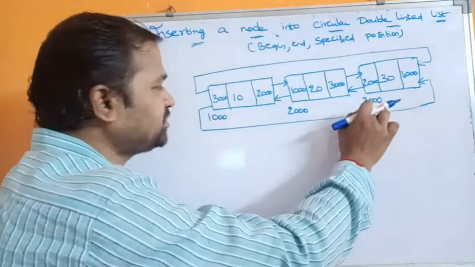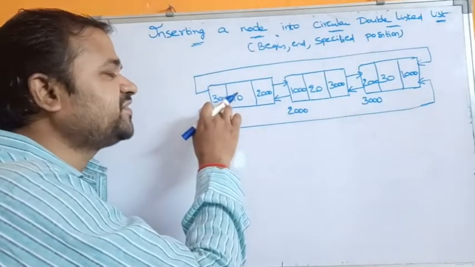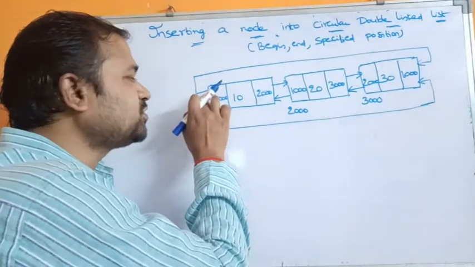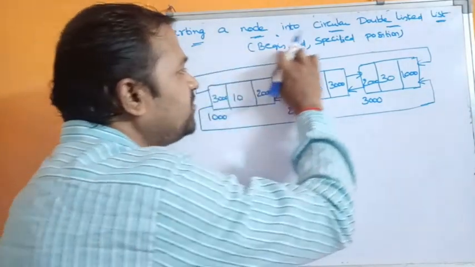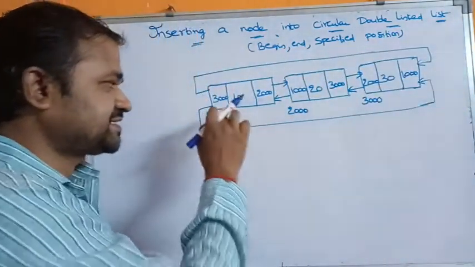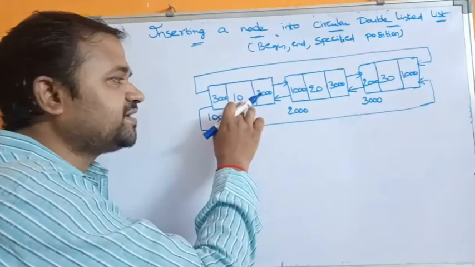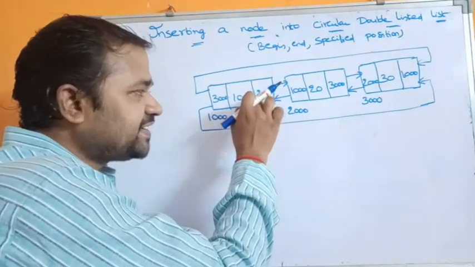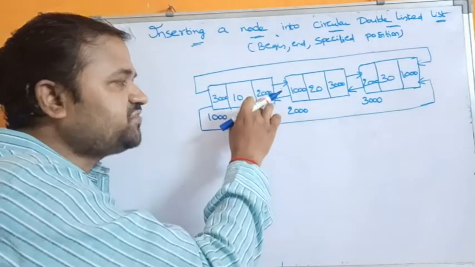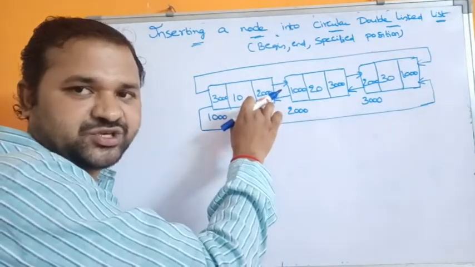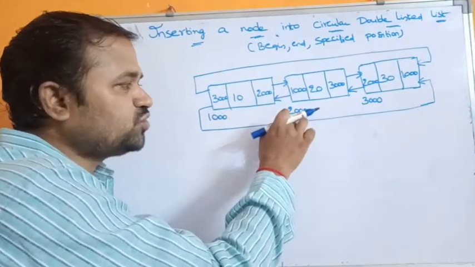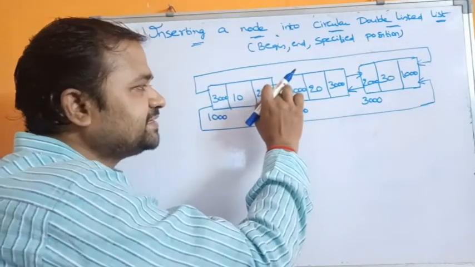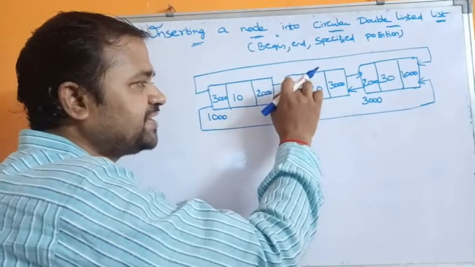Last node address is 3000. So the first node previous field contains 3000. If we store 3000 here, then a link will be formed from first node to last node like this. Let the data of the first node is 10. Next field always contains address of its next node. Its next node address is 2000. If you store 2000 here, then a link will be formed from first node to second node like this.